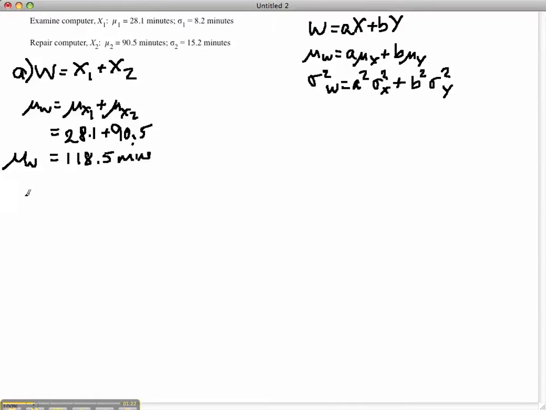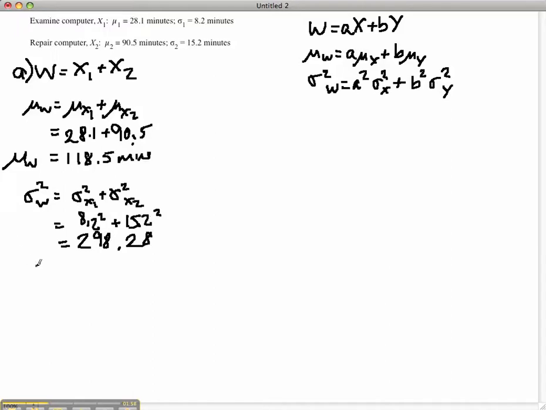Okay, remember, do not use standard deviation. You want to find the variance first, and then you do standard deviation when you're done. So variance of W is equal to the variance of x1 plus the variance of x2. Now we fill in what we know, 8.2 squared plus 15.2 squared, and according to my calculator, that's 298.28. And so then you take the square root of it to find sigma of W.